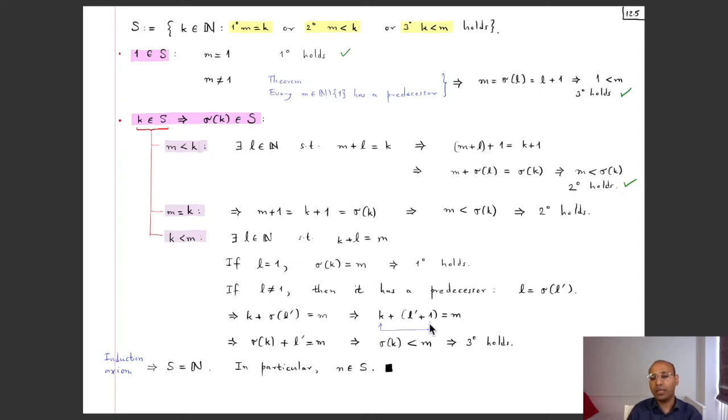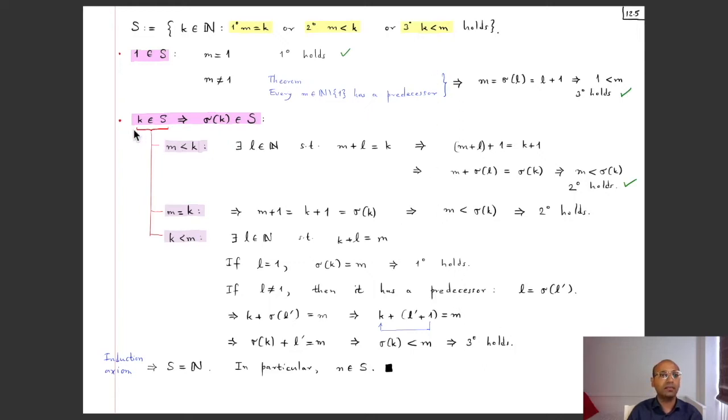But by using the various laws of addition, this 1 can be clubbed together with this k, so that this becomes k plus 1, which is the successor of k, plus L prime is equal to m. So to sigma k, I have to add a natural number to get m. In other words, sigma k is strictly less than m. So case 3 holds, with k here replaced by sigma k. And so in this case also we are done.